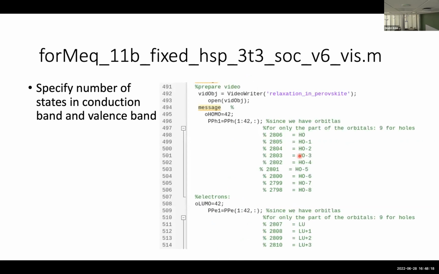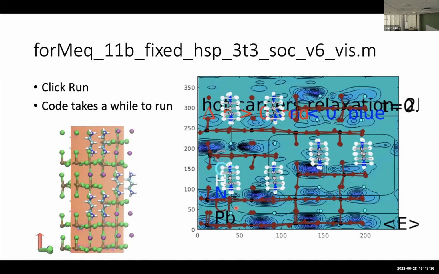So here we need to specify the number of states for the conduction band and valence band. You see we have these numbers right here to specify that. And then you click run and hope that it works. The code takes a long time to run.